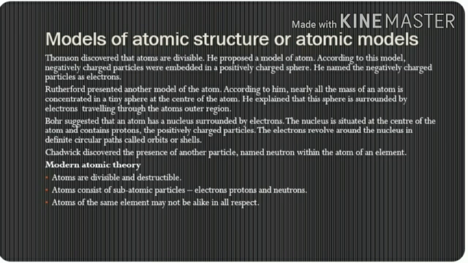Modern atomic theory. It states that atoms are divisible and destructible. Second, atoms consist of subatomic particles like electrons, protons, and neutrons. And the last one, atoms of the same element may not be alike in all respects.